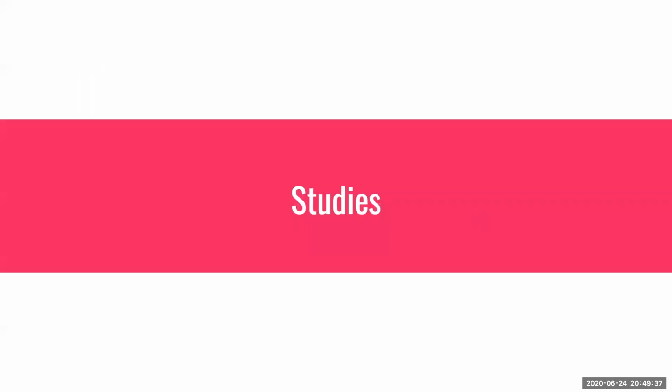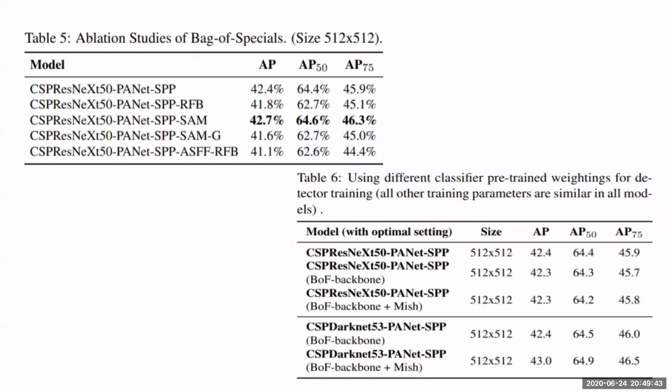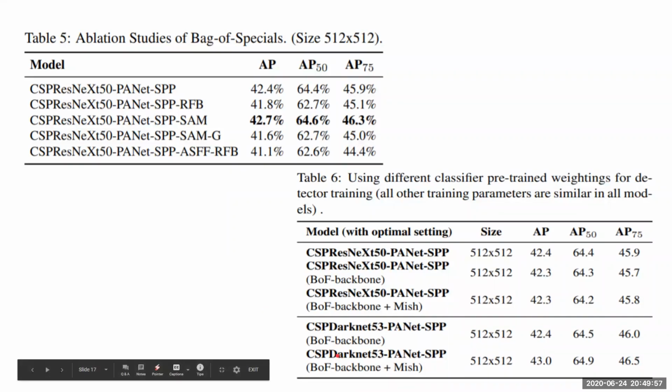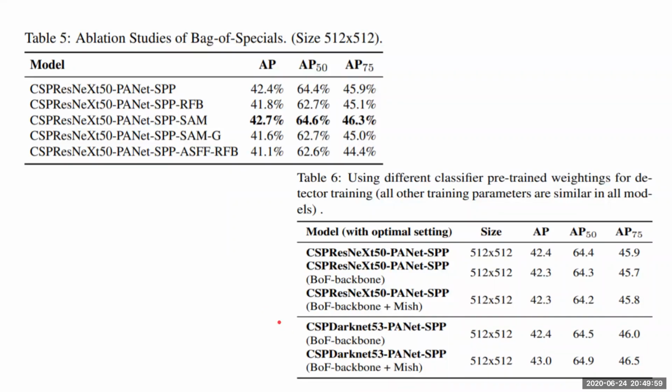So let's look at the studies that were taken in YOLOv4 to achieve the best model. Here you can see that the spatial attention mechanism gives the best accuracy when compared to all other approaches. And also they have compared it with two different backbones that seem to be performing well, but there was only a slight difference.